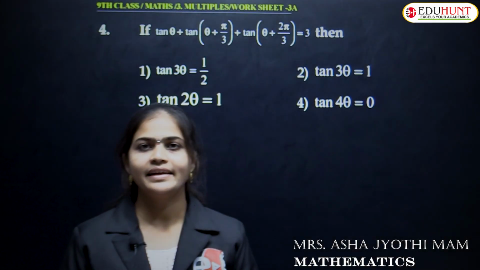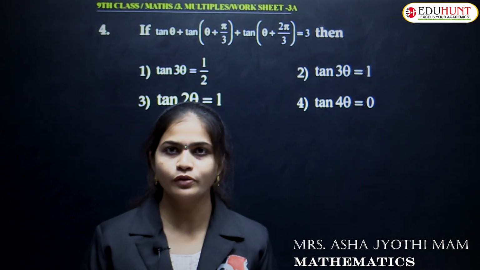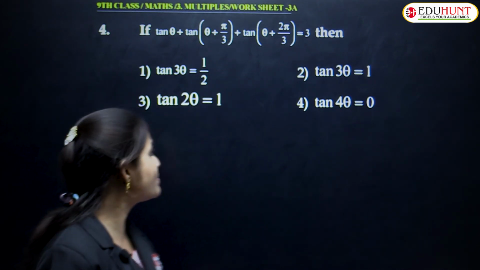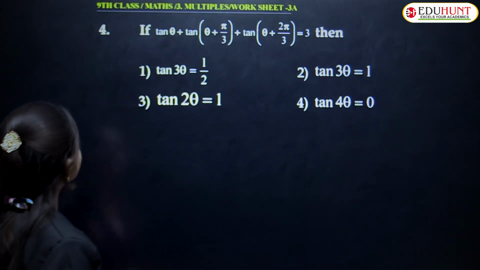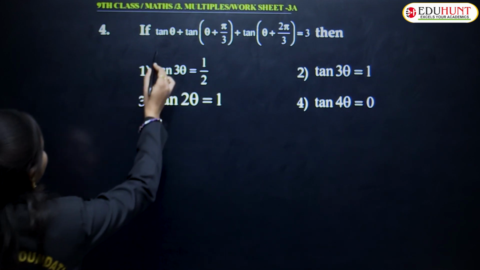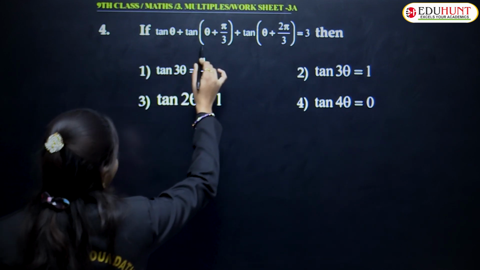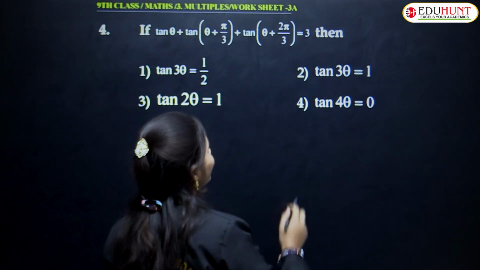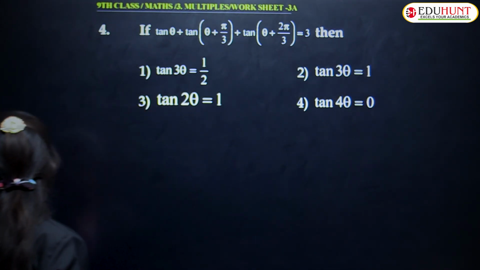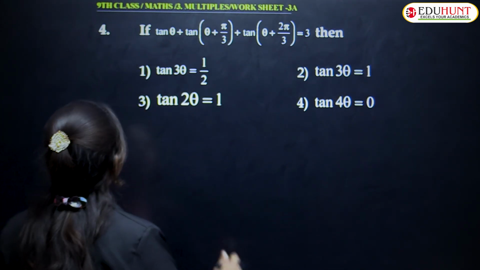So hi children, in the previous video we discussed up to 3 questions, no? So in this video we are going to discuss the questions from 4 onwards, okay? So let us take the fourth question. What is given: if tan theta plus tan(theta plus pi by 3) plus tan(theta plus 2 pi by 3) is equal to 3, then that value we need to find out.